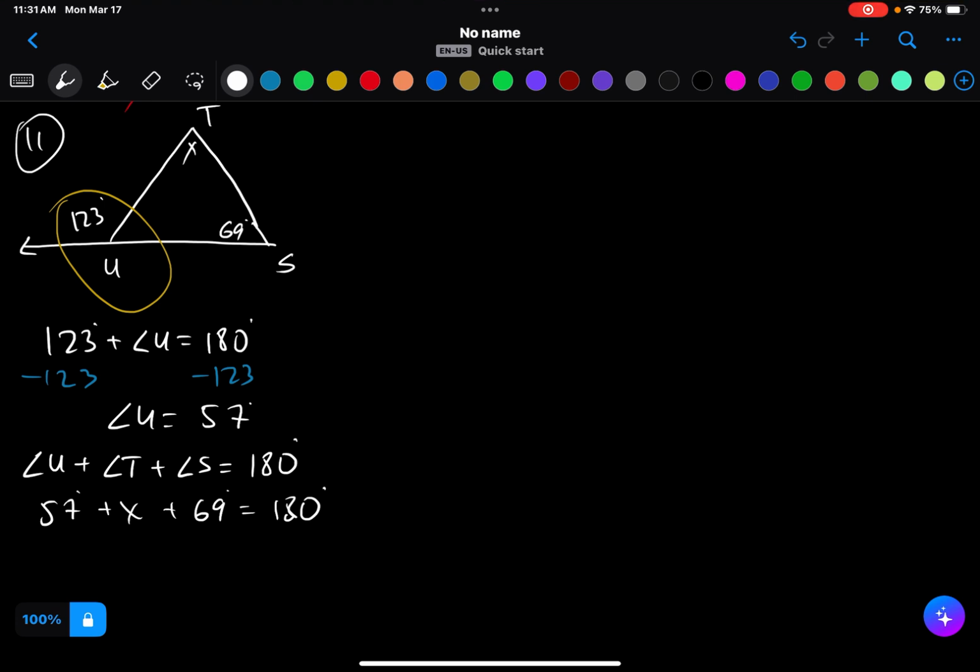So 57 plus 69, that ends up being 126. So X plus 126 equals 180. And then to solve for X, we're simply going to subtract 126 from both sides. And that's going to be 54 once these are gone. So X is just going to be 54 degrees, which means our missing angle T is 54 degrees. That's number 11. Let's go ahead and do 12.